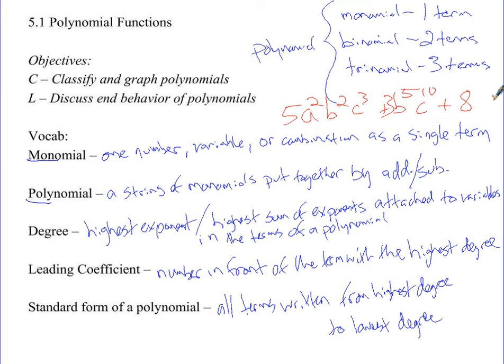What is the degree of, if I put a plus 8 there, what's the degree of that term? It's 0. Why is it 0? Because there's no variable there. If I put an x on that, what's the degree of that term now? 1. Why is it 1? Because the variable has an exponent of 1.